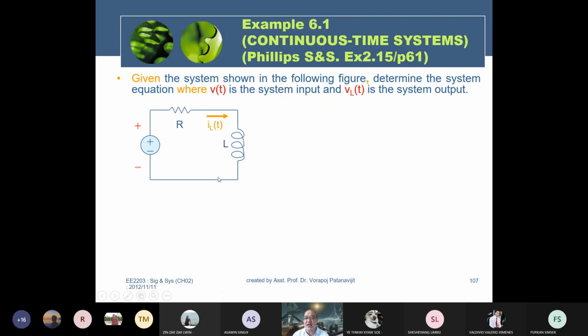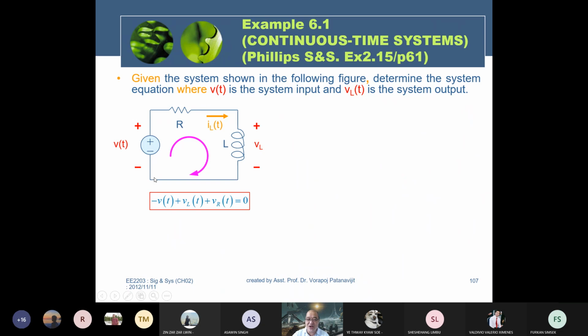Given the system shown in the following figure, determine the system equation where V(t) is the system input and VL is the system output. You can see that in this case, the input V that you feed in here is the voltage source. The output is the inductor's voltage. In this case, we can model this relationship between the input and the output by applying KVL, Kirchhoff's voltage law, around this loop.